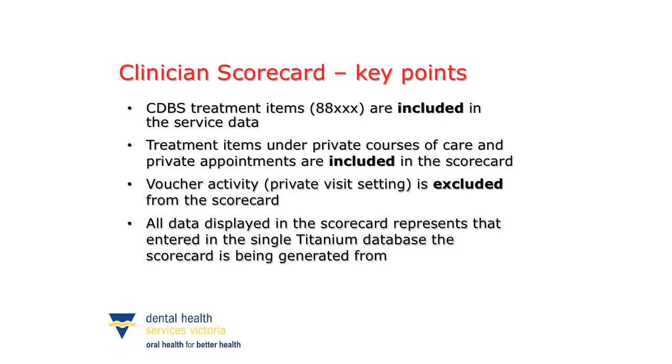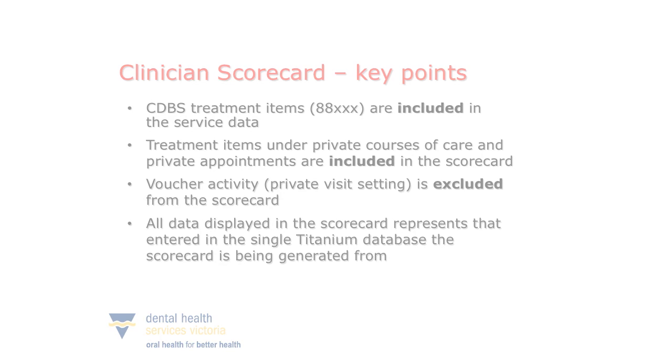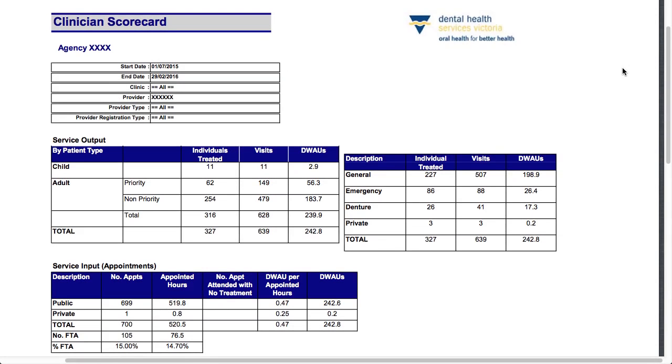And all the data displayed in the Clinician Scorecard represents that entered in the single Titanium database the scorecard is generated from, as defined by the agency code entered. For most agencies, this will represent the activity across the whole agency. However, those agencies with more than one Titanium database would need to generate scorecards from each Titanium database to capture the full activity for their clinicians across the agency. We will now look at each section in detail to explain the data provided in the scorecard.